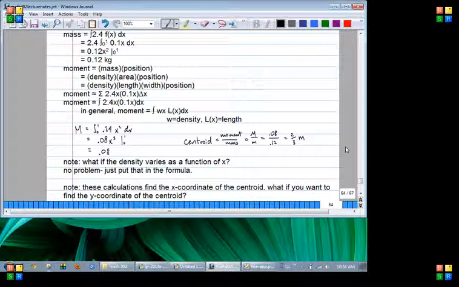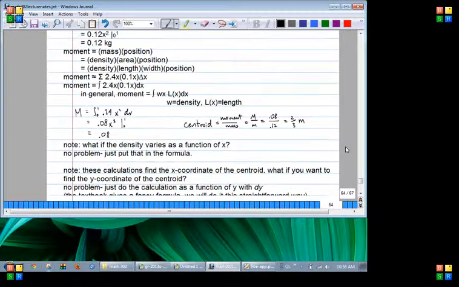These calculations find the x-coordinate of the centroid. What if you want to find the y-coordinate of the centroid? No problem. Just set it up with dy.